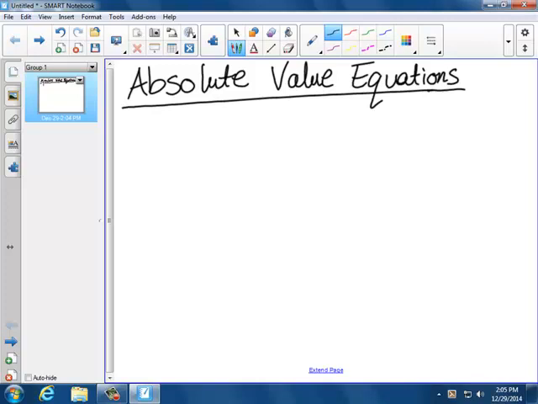So right now we're going to talk about absolute value equations. Let's look at just some basic situations first, and then write some definitions down. I'm going to number these by the situation I'm dealing with. So situation 1, an example of this: I have the absolute value of x equals 5.